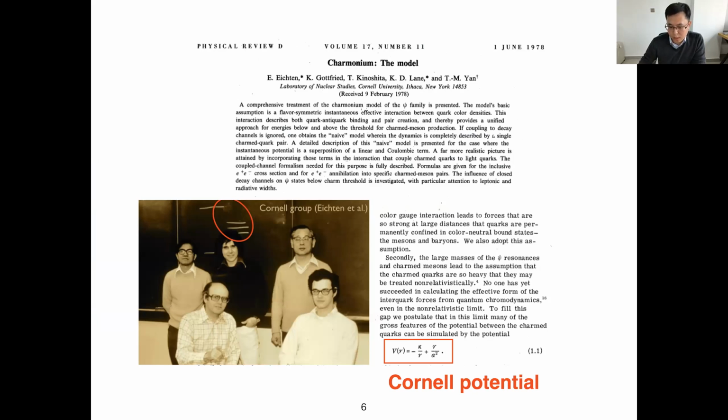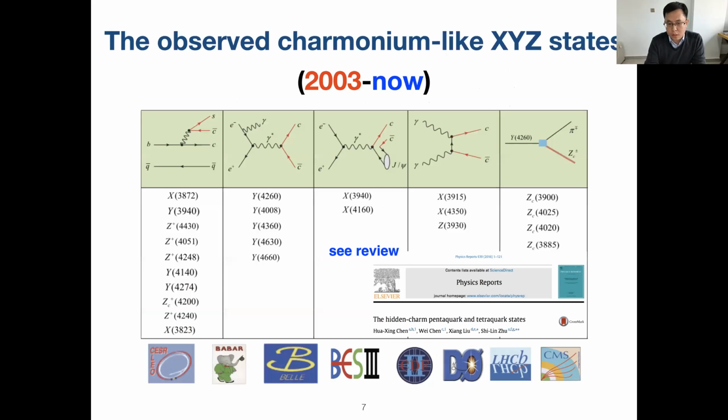This potential is composed of two terms. One is the linear potential, and another one is the Coulomb potential. According to this potential, there are many theoretical studies for studying the meson family and the baryon family. Different quark models were developed by different groups. Since 2003, we also faced a new situation for the charmonium-like states.